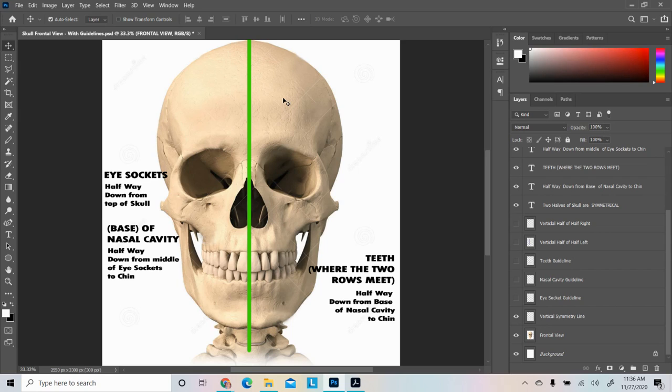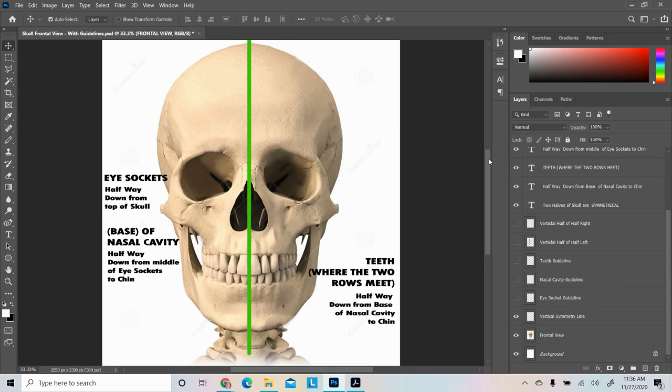So that's the first thing to really make note of with a full frontal view skull. The second thing that we're going to pay attention to, as I mentioned, is how many eye sockets do you see? Now, if this was a full flesh face, we would say, how many eyes do you see? So in this case, we see 2 eye sockets. And also, we see both halves of the nasal cavity.